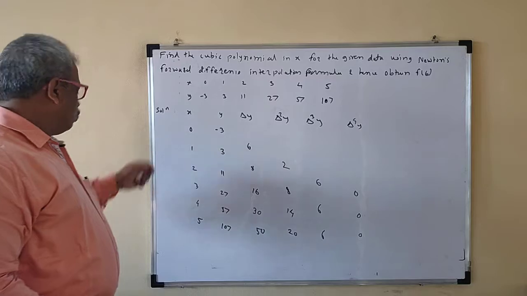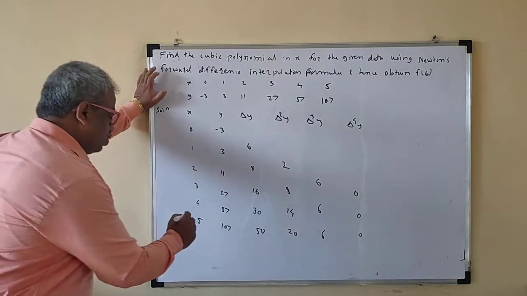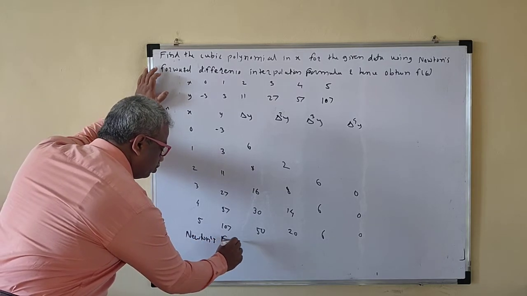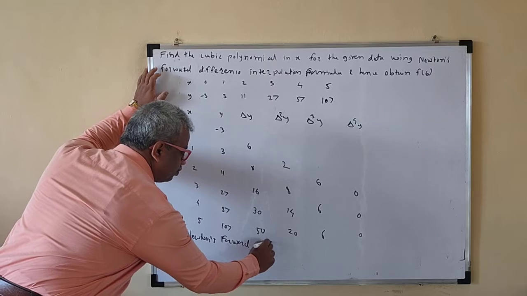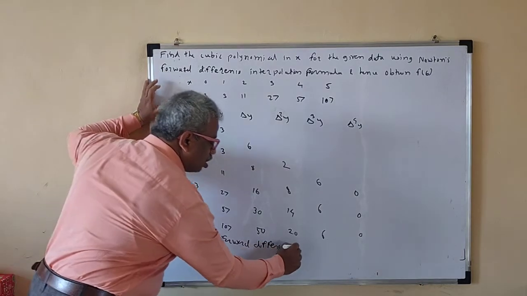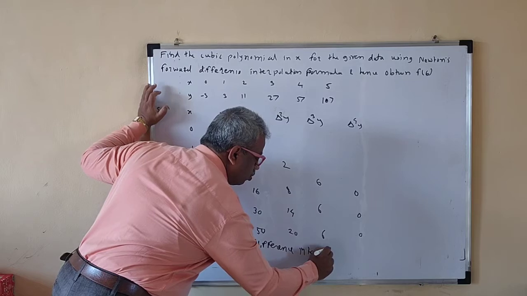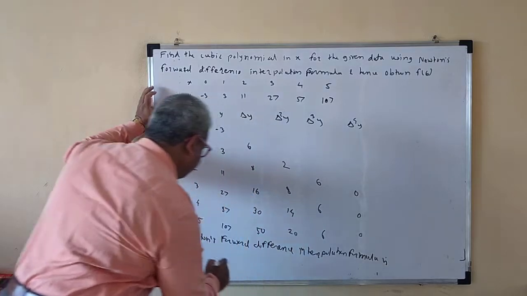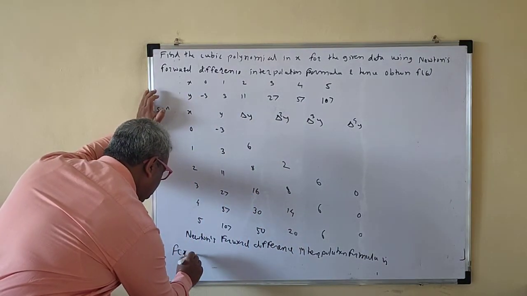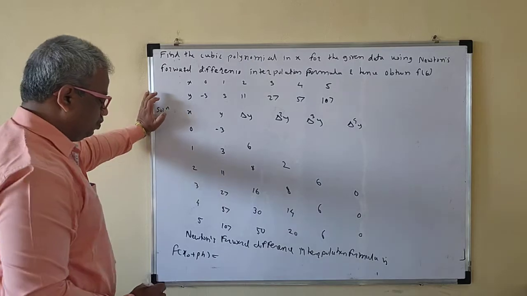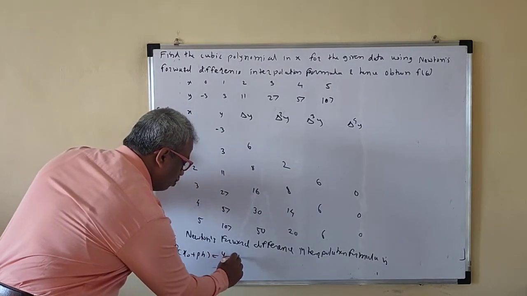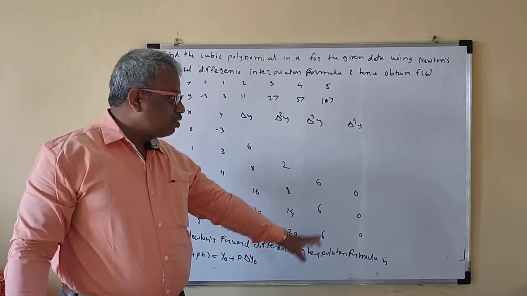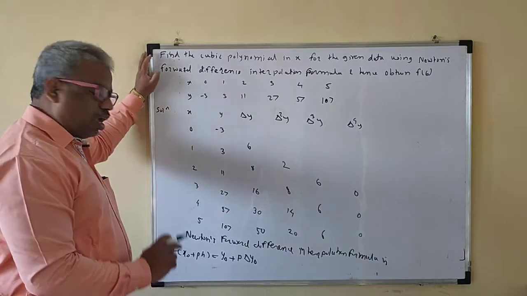So now we write Newton's forward difference interpolation formula. f of x naught plus ph is equal to y naught plus p del y naught plus 1 upon 2 factorial p into p minus 1 del square y naught plus 1 upon 3 factorial p into p minus 1 into p minus 2 del cube y naught. You have to write this formula up to del cube because del cube is constant.